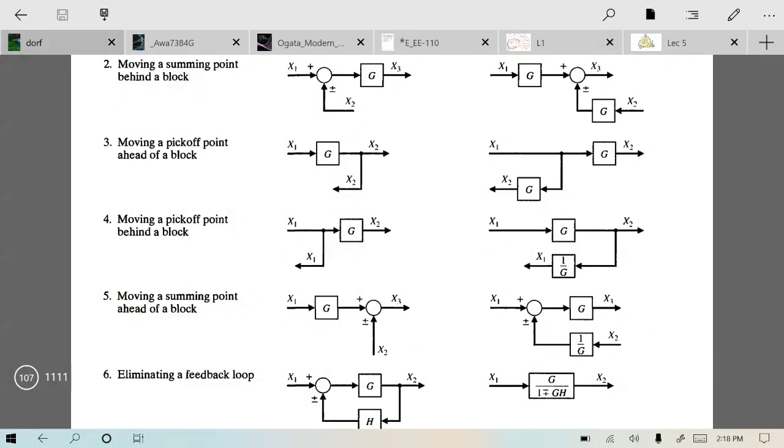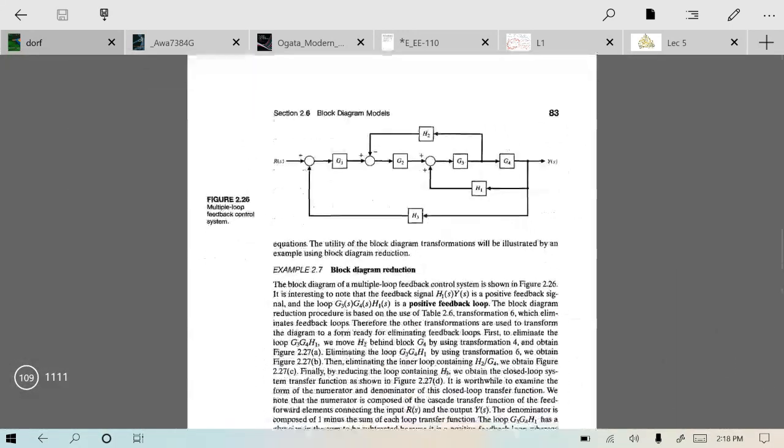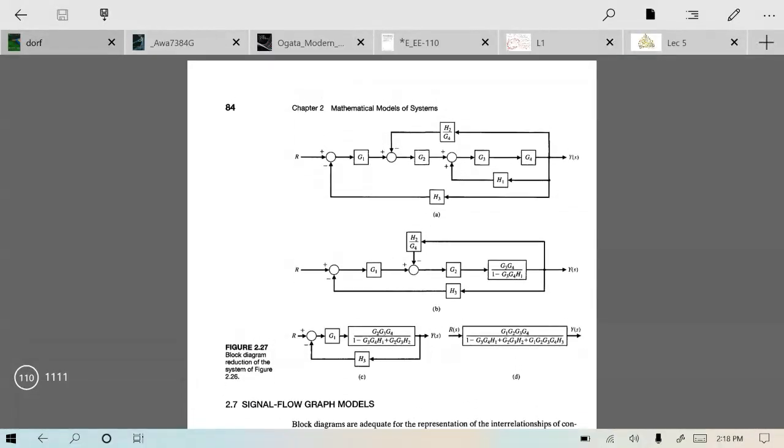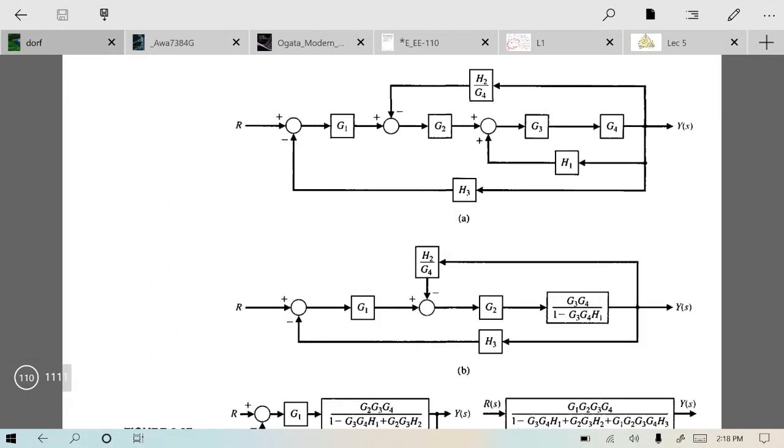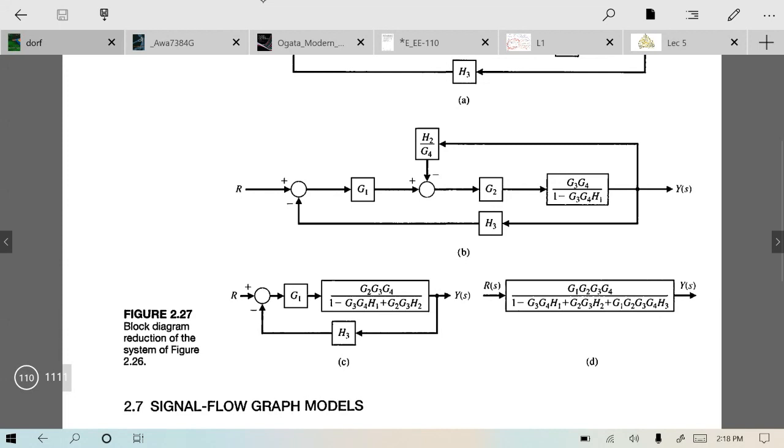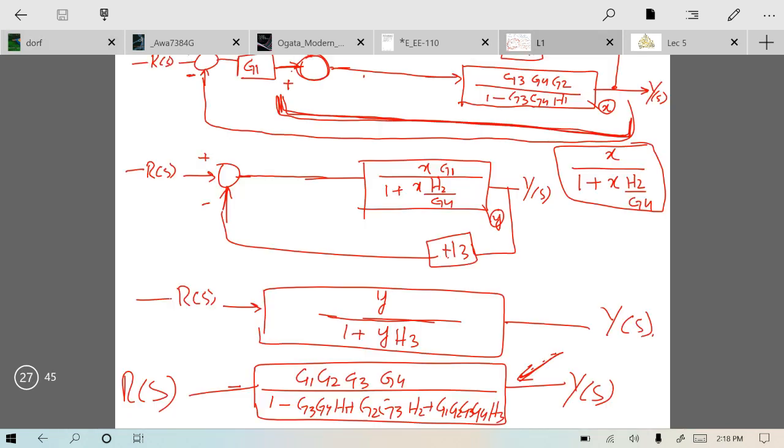We can see that in your book as well. This was the block diagram. First of all, he moved the pickoff point and then he joined G3 and G4. After joining G3 and G4, there was a feedback loop which has been converted into a single block, and then this block is joined with this G2. After joining this block with G2, we have another feedback path, and then that feedback path is reduced, and eventually we get a block diagram with a single block at hand.